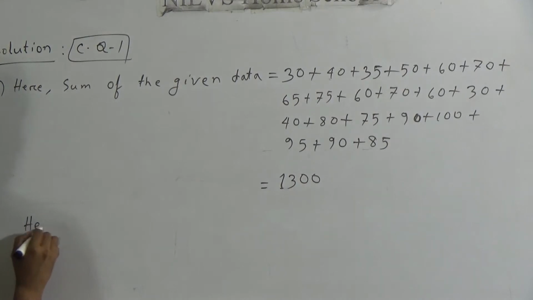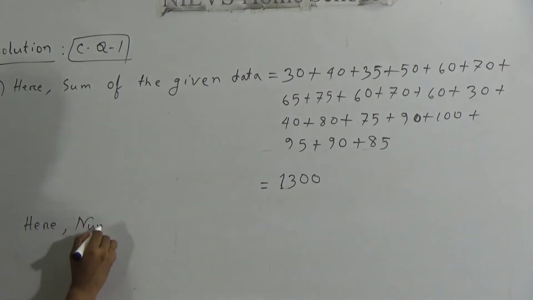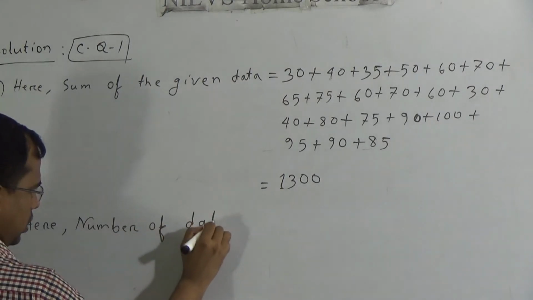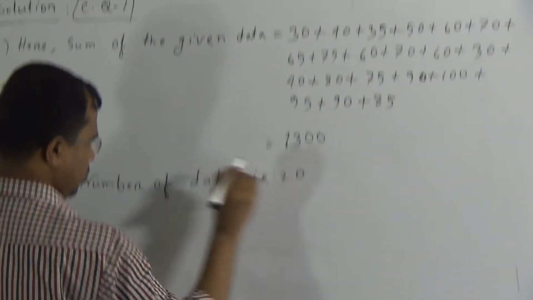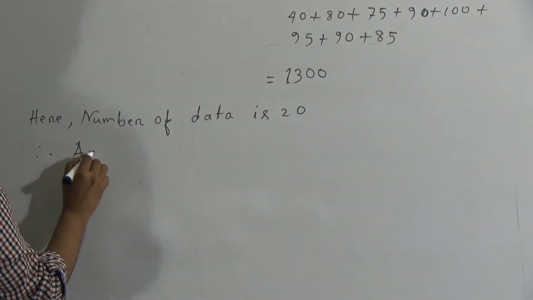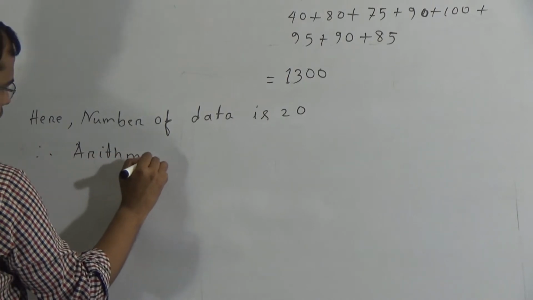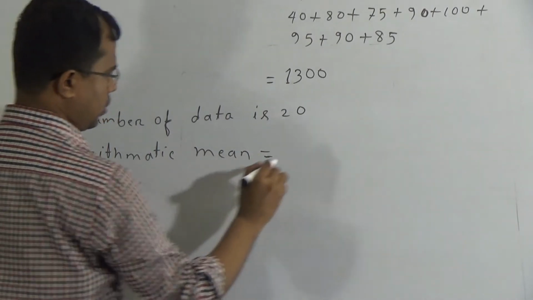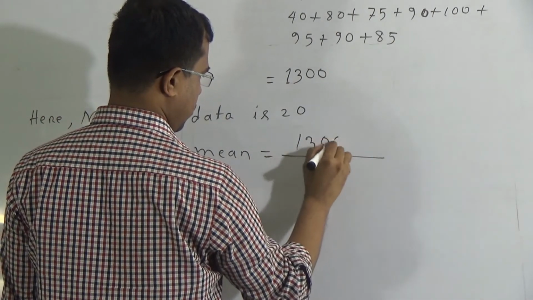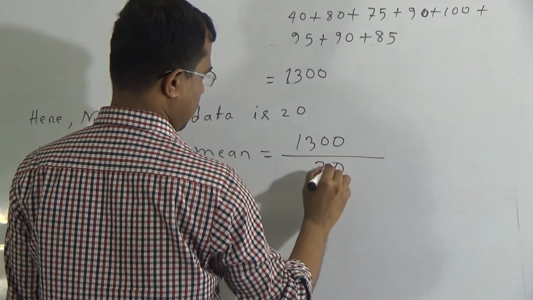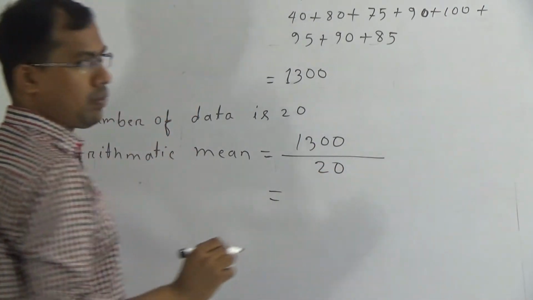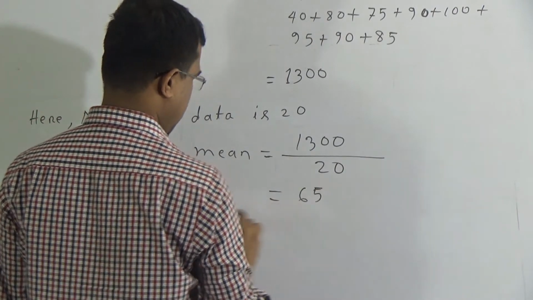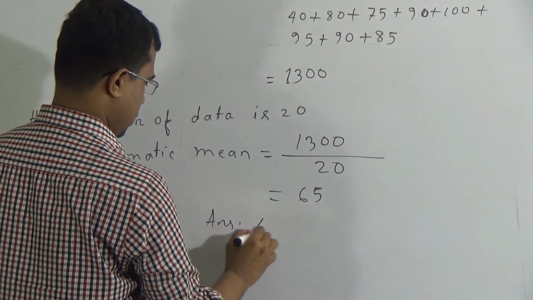Here number of data is 20. Therefore arithmetic mean is equal to 1300 divided by 20. If we divide 1300 by 20, then the answer will be 65, and this is the arithmetic mean. Answer 65.